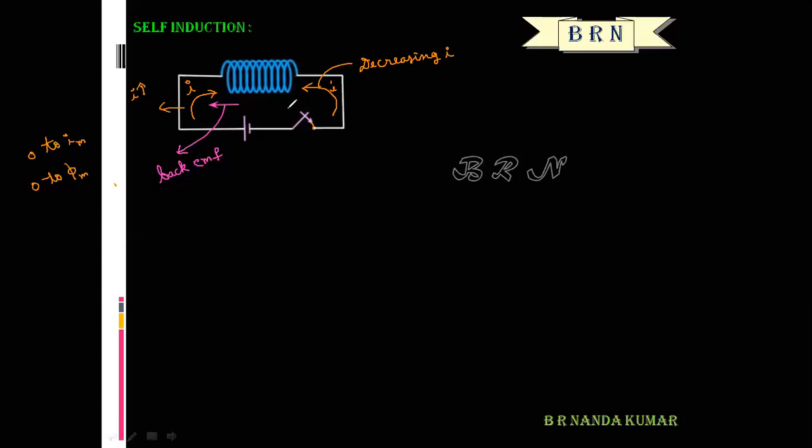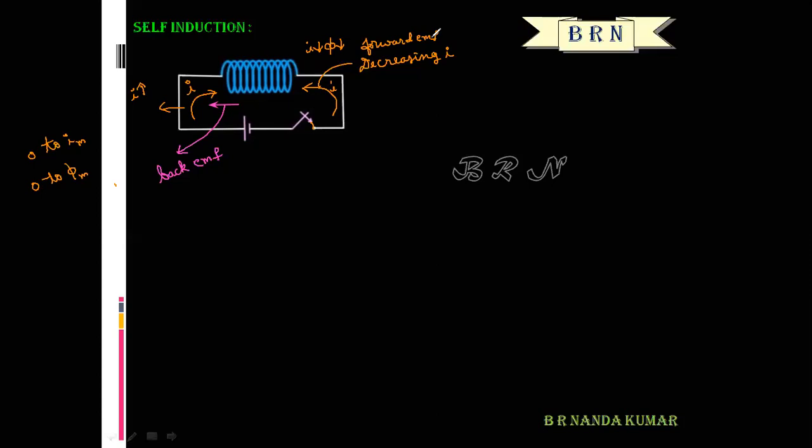Okay. So when the current gradually decreases in the coil, the magnetic flux linked with the coil also gradually decreases. That means the magnetic flux linked with the coil changes. Whenever the magnetic flux linked with the coil changes, EMF is induced. That EMF opposes the further change of magnetic flux. So that EMF is called the forward EMF.